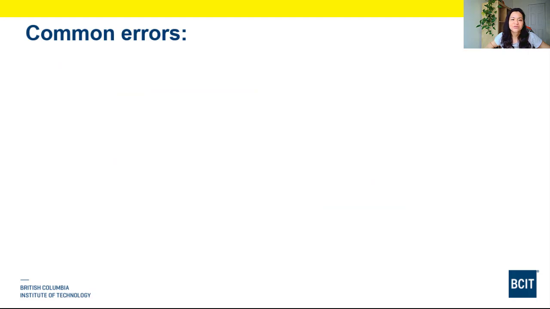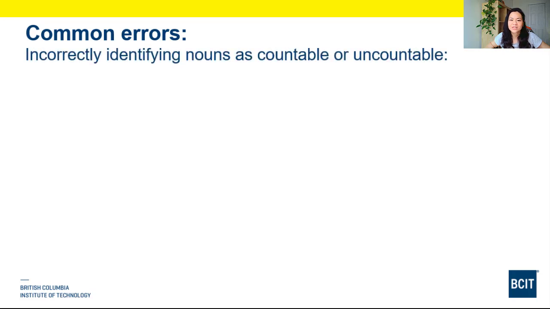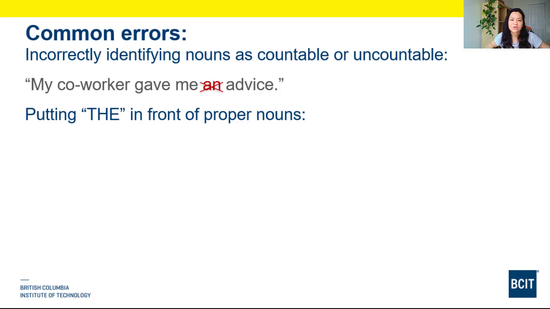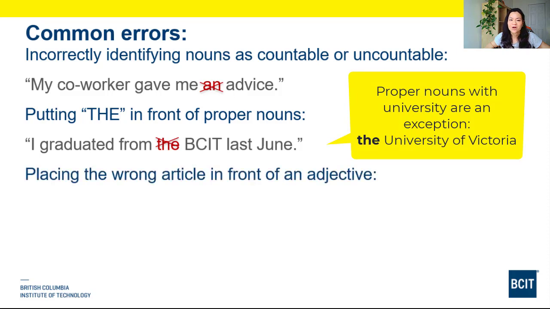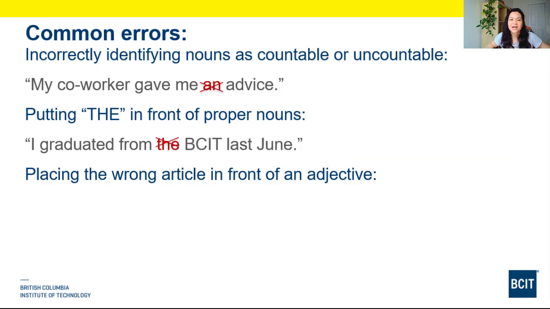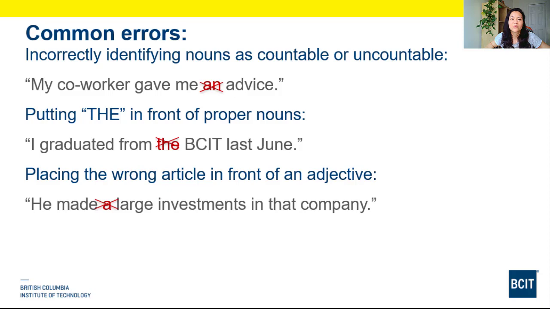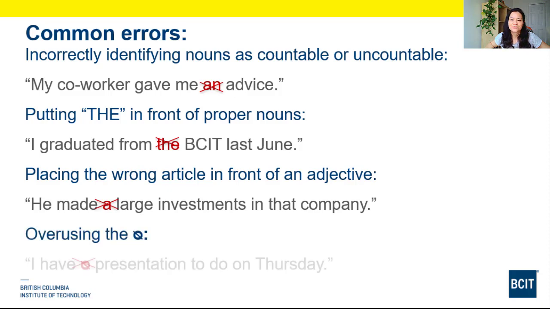Let's look at some of the errors which are common for students to make with articles. As mentioned earlier, if you don't correctly identify the noun as countable or uncountable from the beginning, you'll run into trouble with the sentence. Here, the student has assumed that advice is countable. Putting the in front of proper nouns. Remember that proper nouns do not take an article, so here we cannot use the in front of BCIT. Placing the wrong article in front of an adjective. Sometimes when an adjective comes before a noun, students might use the wrong article or forget the article altogether. Finally, overusing the zero article. Remember, it's only for non-specific information or plural nouns. Here, the writer needs to add a.